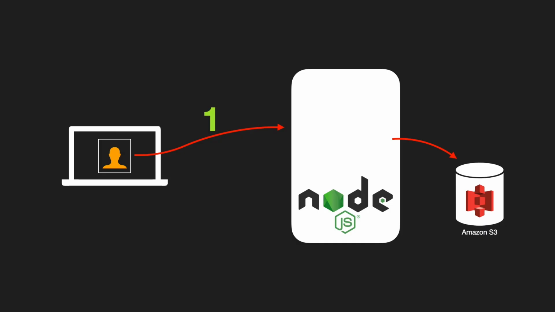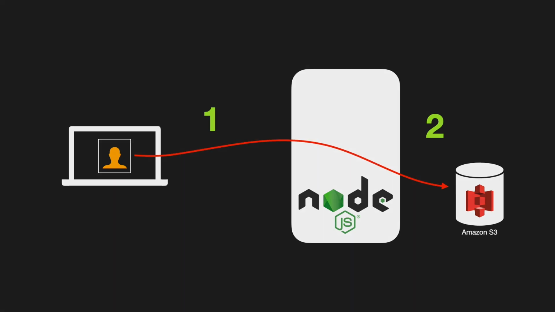But this solution has one flaw. You're uploading the file twice, basically. First you're uploading the file to the Node.js server and then the server is uploading the file to S3. So it would be a much better solution if we can directly upload the file from our front end to the S3 bucket. So in this video, let us discuss how we can actually achieve that.